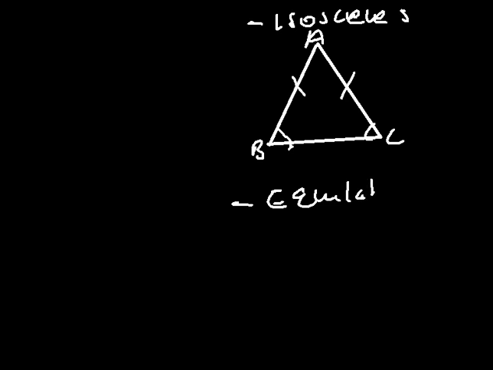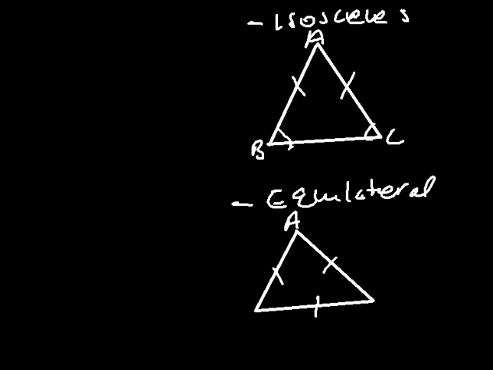In an equilateral triangle, all sides are the same. So let's say this side is the same as this, and also the same as this. And let's say this is the triangle ABC. Since the sides are the same, it means the internal angles are also the same, and basically they are all 60 degrees. So this is 60 degrees, and also this one as well as this one.